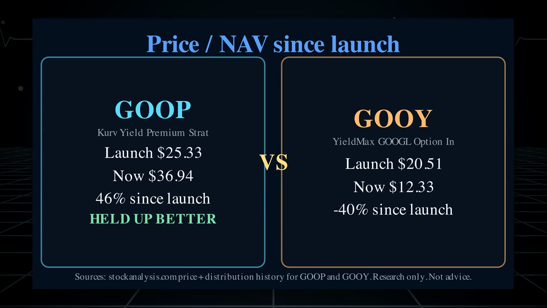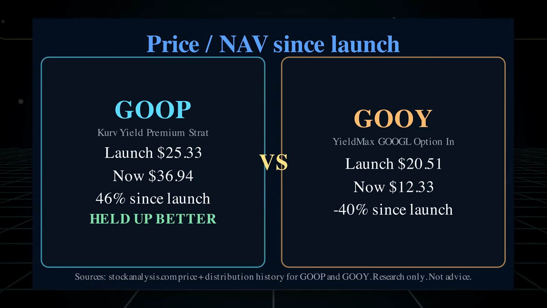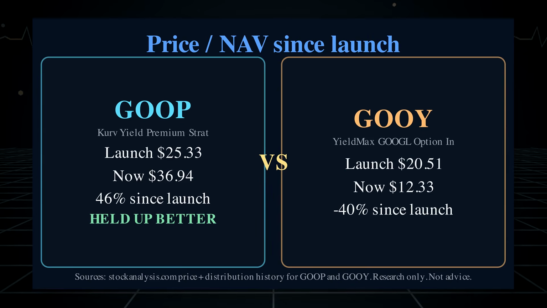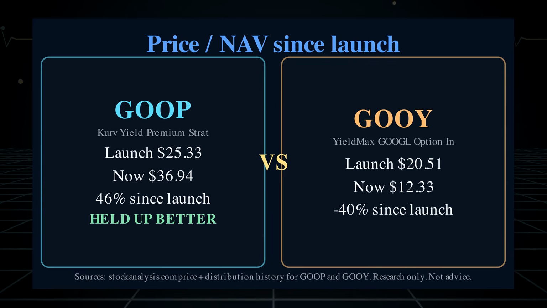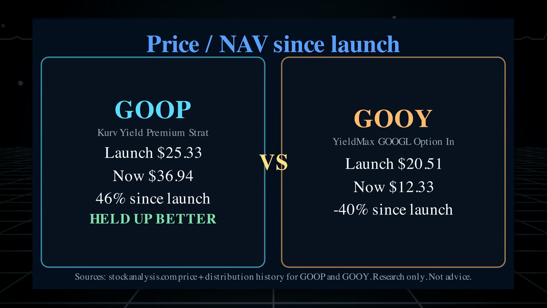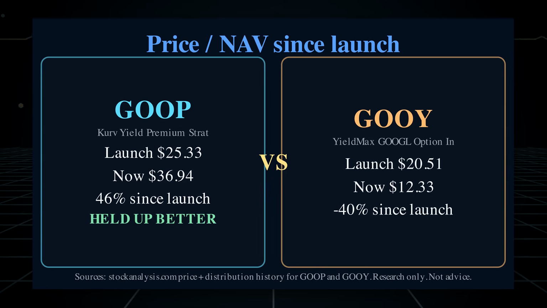That deserves real credit. A covered call structure is designed to surrender some upside, so a rising NAV shows that the remaining participation and portfolio results were strong enough to overcome the cash distributions and the strategy's constraints over the supplied period. GOOY began from a launch reference price of $20.51. Its latest NAV is $12.33, for a negative 40% NAV return since inception. That is substantial capital damage.